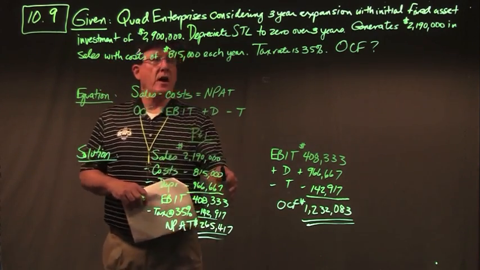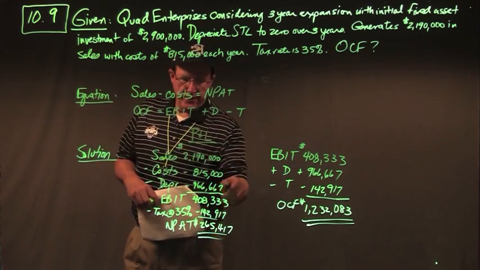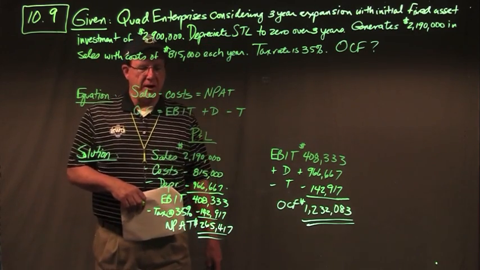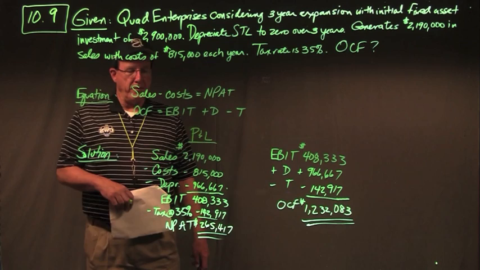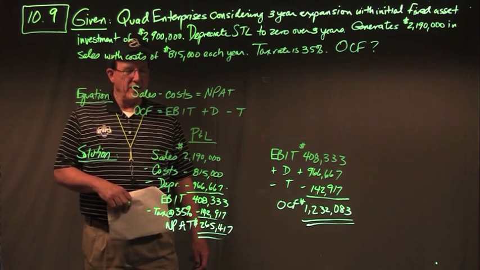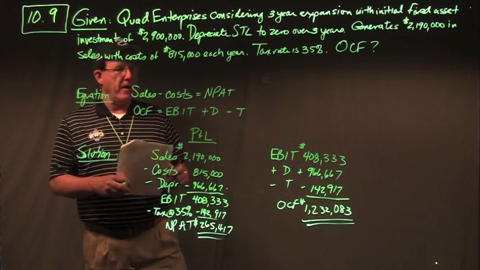Depreciation is the cost of the equipment, $2.9 million divided by 3, to get that depreciation number. My EBIT is $408,333 by subtraction. Taxes are 35%, $142,917, and my net income is $265,417, if I did the math correctly. If you've done the math correctly.